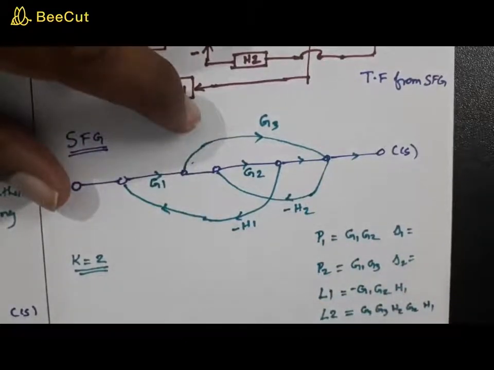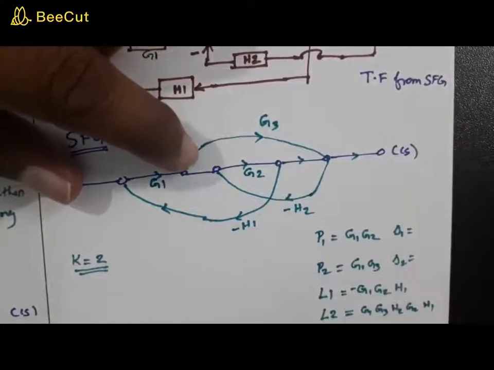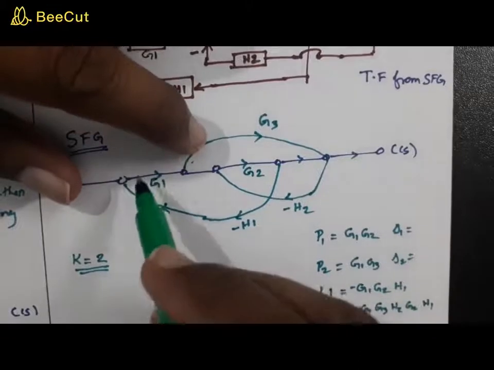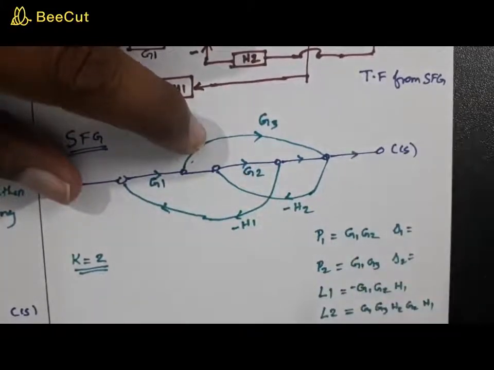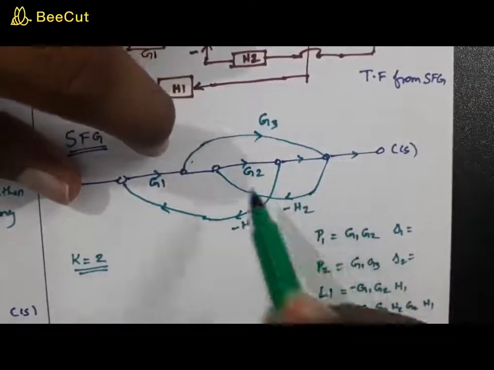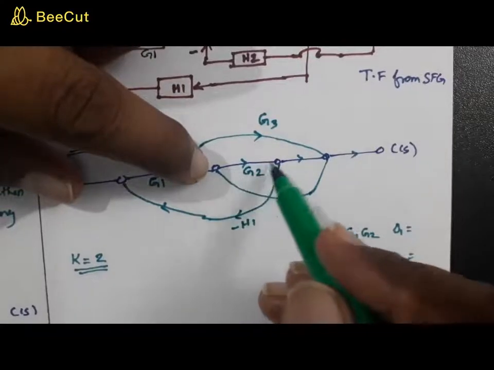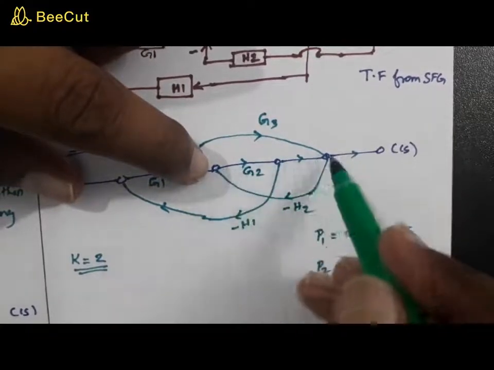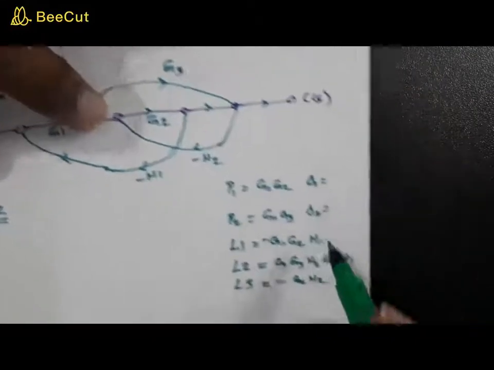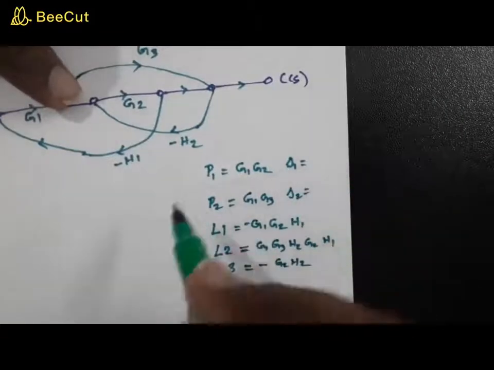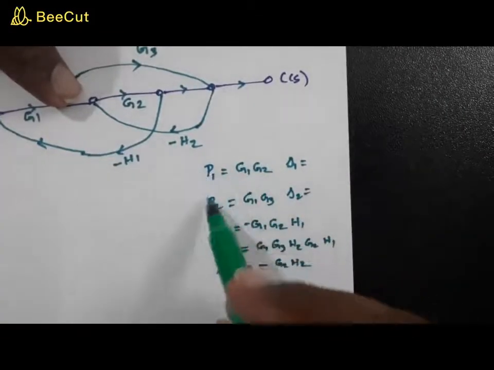Now what about the third one? You have a third one as well. Look at this: G1, G2, H1. Then another one is there, that is coming at this node. This is a loop, G2, H2, or minus G2, H2. Now coming to delta 1 and delta 2, what must this be? None of the loops is independent of P1 and P2.